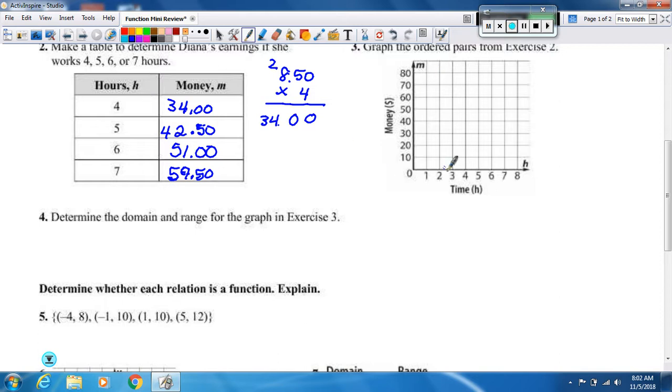So 4 goes to $34. So I'll put that about right here. And 5 goes to $42.50. That's a little bit more than 40. I'll put it here. 6 goes to $51. That's a little bit more than 50. I'll put it right here. And 7 goes to $59.50. That's almost a 60. I'll put that right here.